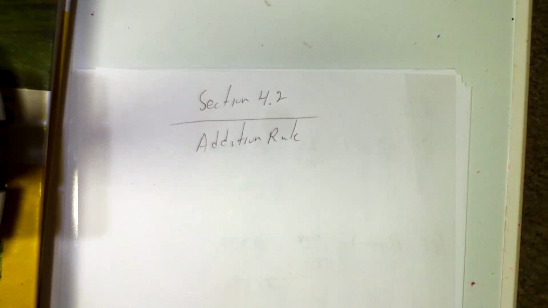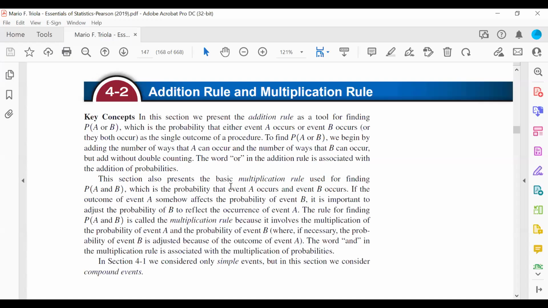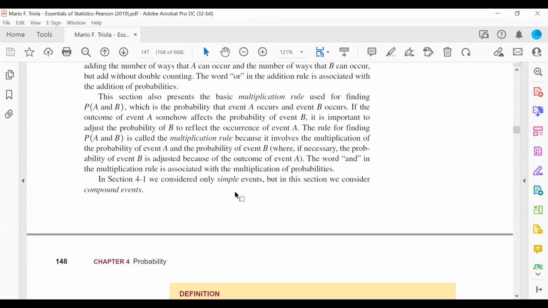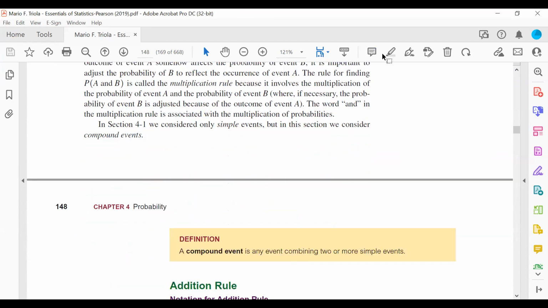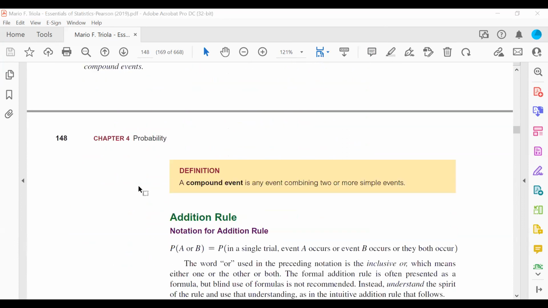Okay, so let me go through the book. And so I know it says addition rule, multiplication rule. We're only going to do the addition rule now, and then on the next video, I'll make the multiplication rule. So for the addition rule, first definition is called the compound event. So a compound event is any event combining two or more simple events.